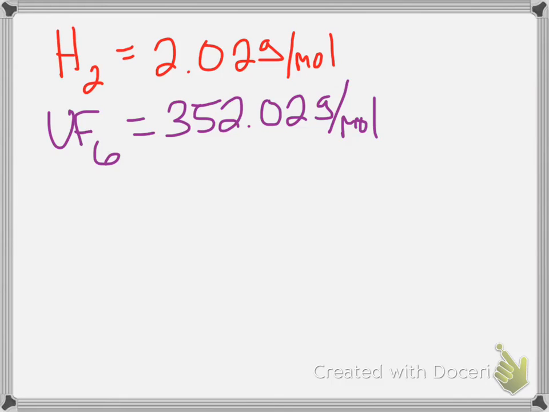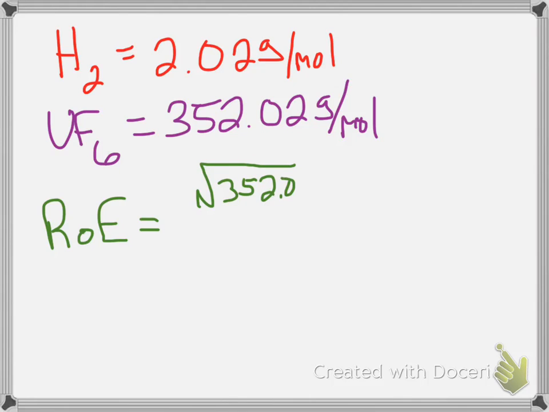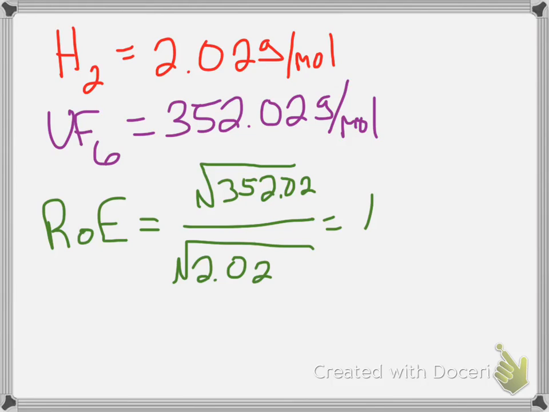So the problem could be written something like this. What is the rate of effusion of hydrogen as compared to uranium hexafluoride? I'm not going to write it out, it'll take too long. So let's do the math on that. The rate of effusion is going to equal the square root of the molar mass of uranium hexafluoride, 352.02, divided by the square root of the molar mass of hydrogen gas. If you punch that up on a calculator, you're going to find that it's 13.2. Now again, I want to clarify why the numbers are switched around.